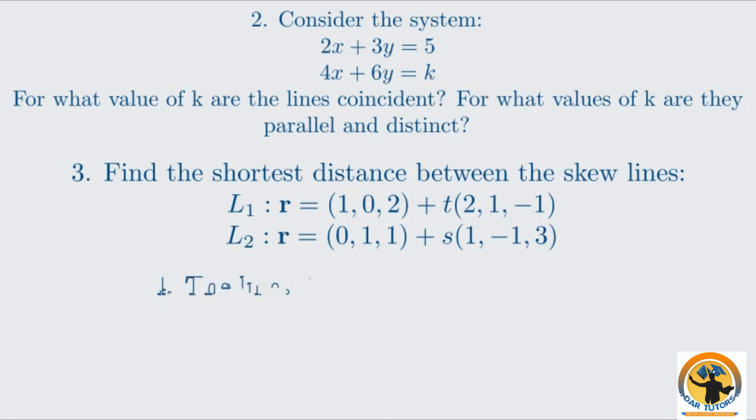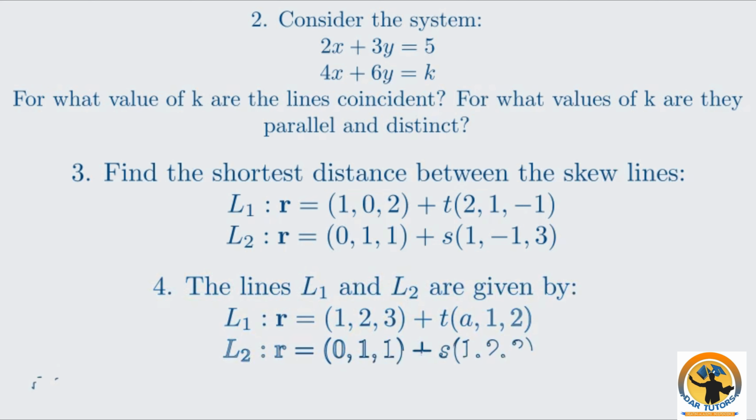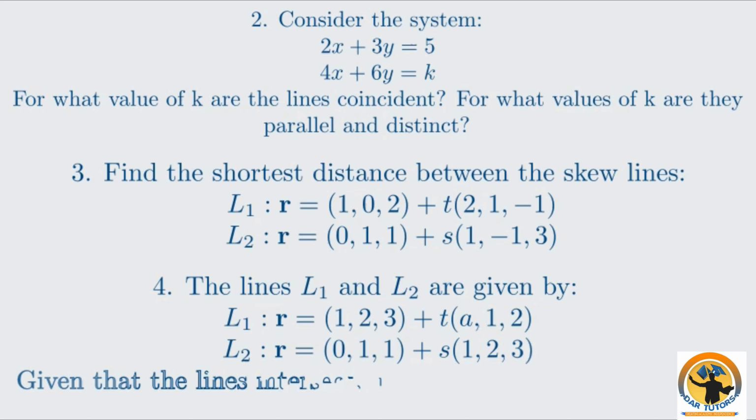Question 4. The lines L1 and L2 are given by r equals (1, 2, 3) + t(a, 1, 2), and r equals (0, 1, 1) + s(1, 2, 3). Given that the lines intersect, find the value of the constant a.